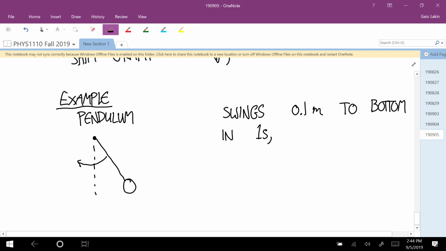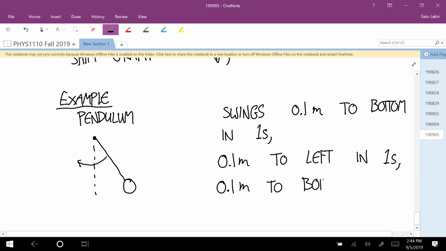The next 0.1 meter to the left takes another 1 second. And then the next 0.1 meter to the bottom takes another second.